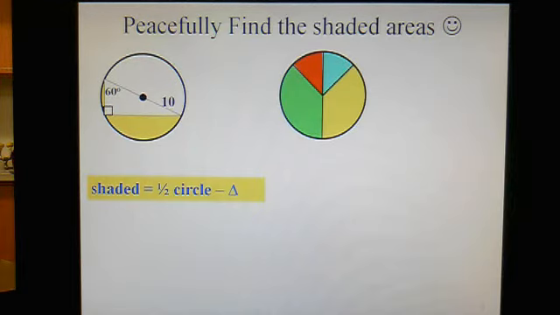So that shaded region is half a circle, or a semicircle, subtract a triangle. Hopefully you can work out the calculations on here. Area of a triangle is 1/2 base times height. Area of half of a circle is 1/2 pi r squared. Radius, of course, is 10. So 10 squared is 100. Half of 100, this is going to be 50 pi.